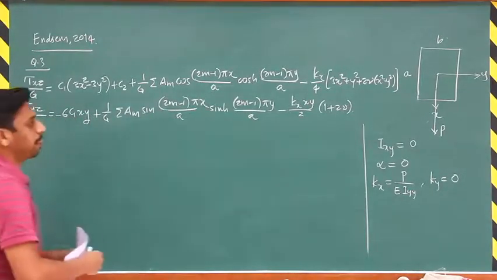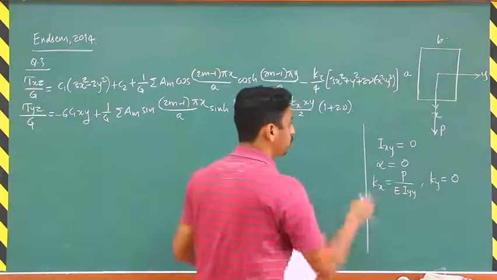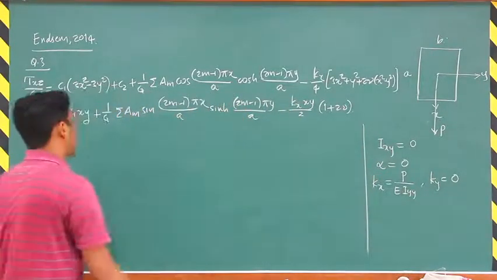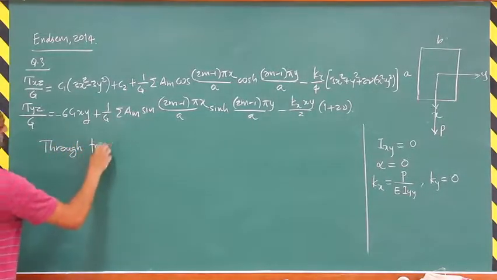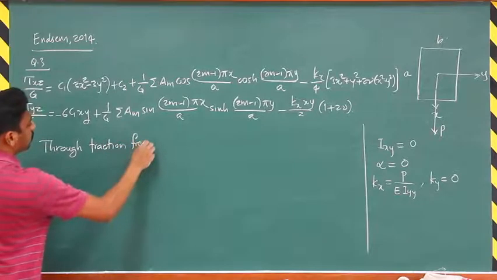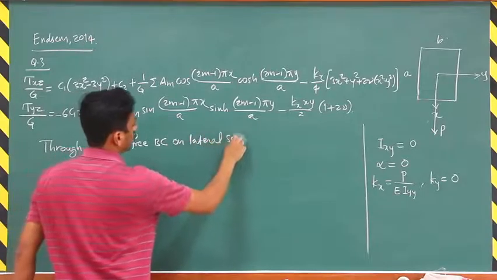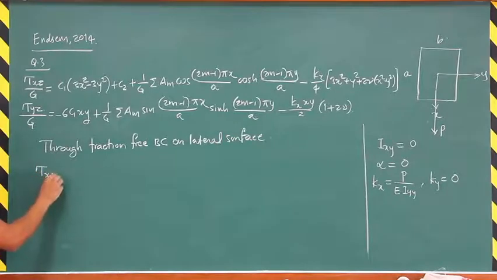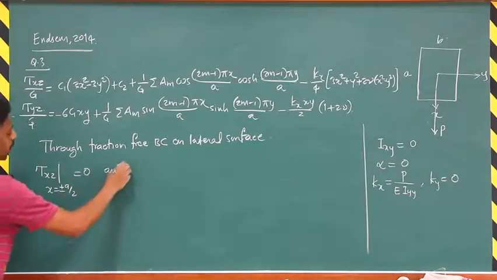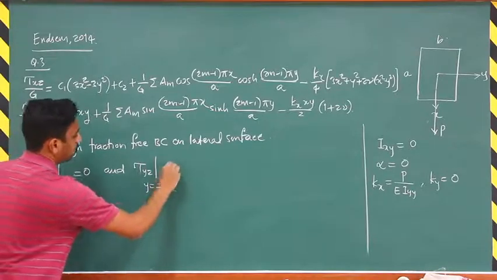So again, this prismatic beam is subjected to terminal load. If you see the lateral surface of the beam, it is a traction free surface. So we apply the traction free boundary conditions on the lateral surface. We get two expressions: basically tau xz at x equal to plus minus a by 2 equal to 0, and tau yz at y equal to plus minus b by 2 equal to 0.